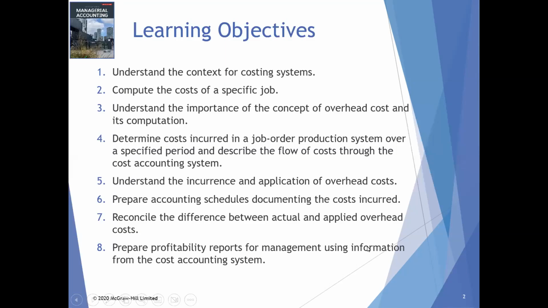The first learning objective is to understand the context for a costing system, then compute the cost of a specific job, and understand the importance of the concept of overhead cost and its computation. Then find out the cost incurred in a job order production system over a specified period, and describe the flow of cost through the cost accounting system.